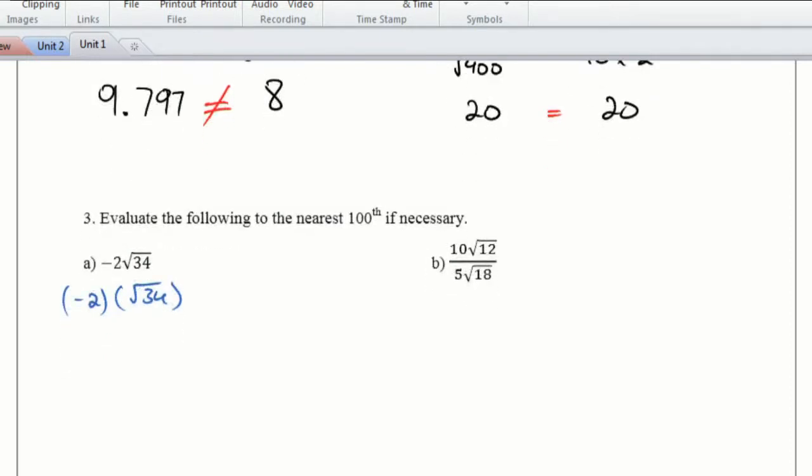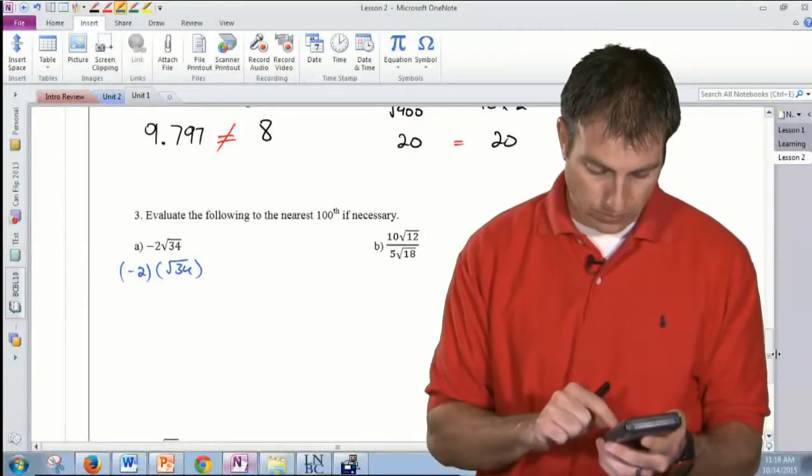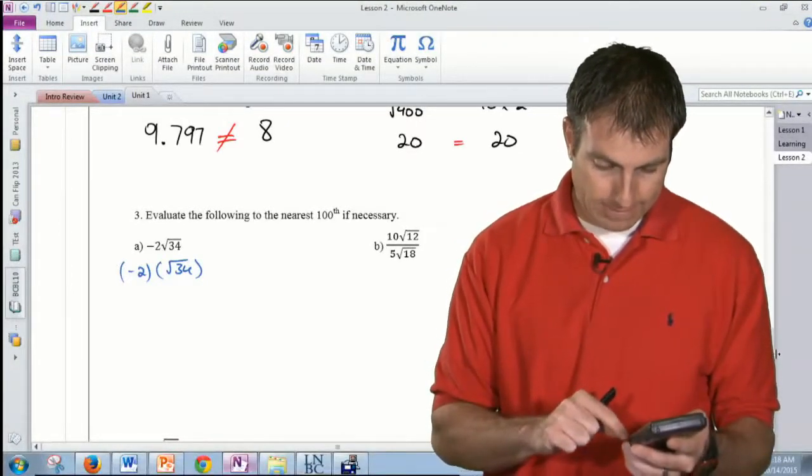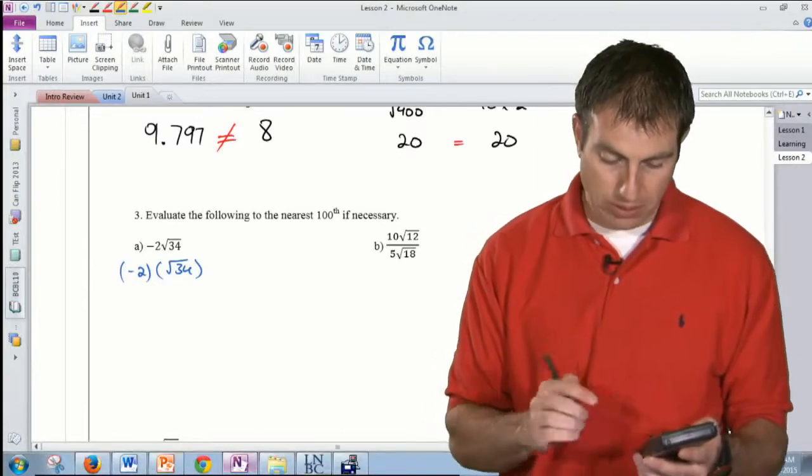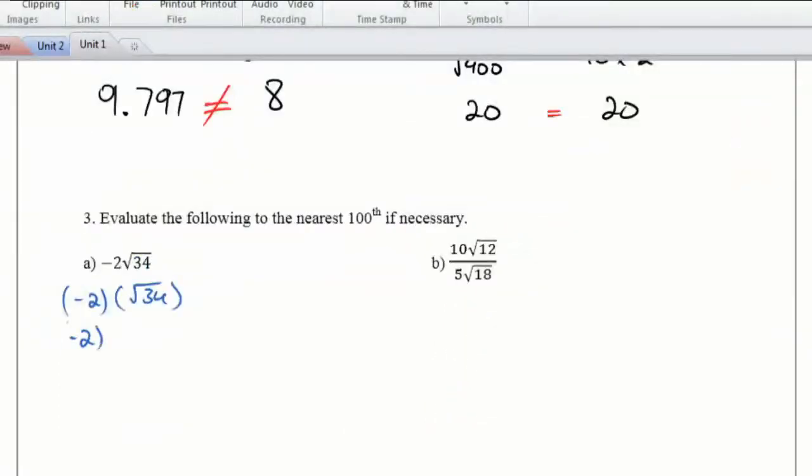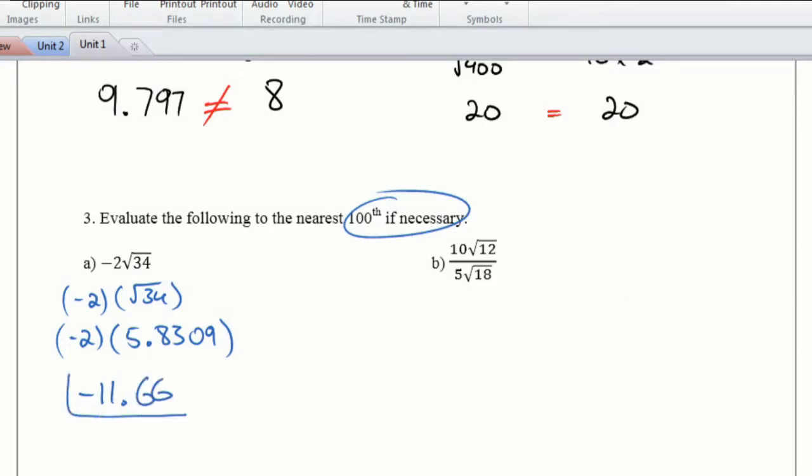I don't know what the square root of 34 is, so I'm going to plug it into my calculator. Square root 34. That's going to give me 5.83. I'm going to write this down as 2 steps. If you want to do it as 1 step in your calculator, that's completely fine. And then I'm going to multiply that by the -2. So I'm going to end up with -11 and the question asks for the nearest hundredth, so that's 2 decimal places, 11.66.